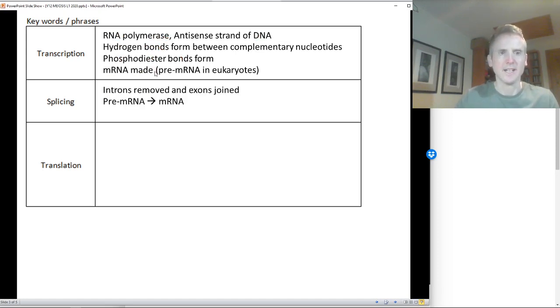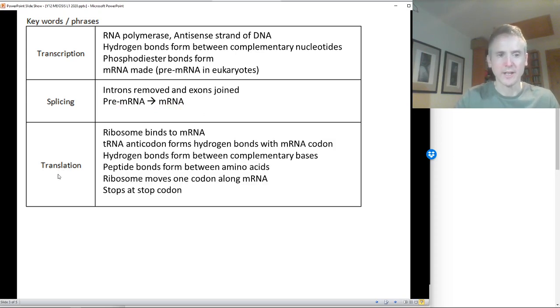Splicing. Again, introns removed, exons joined, and we make pre-mRNA into mRNA. And then translation, and these two words we must never confuse. That's where ribosomes are needed, etc. Anticodon, codon, hydrogen bonds, peptide bonds, ribosome moving. Again, it's all good marks, and I've summarised that on the diagram.